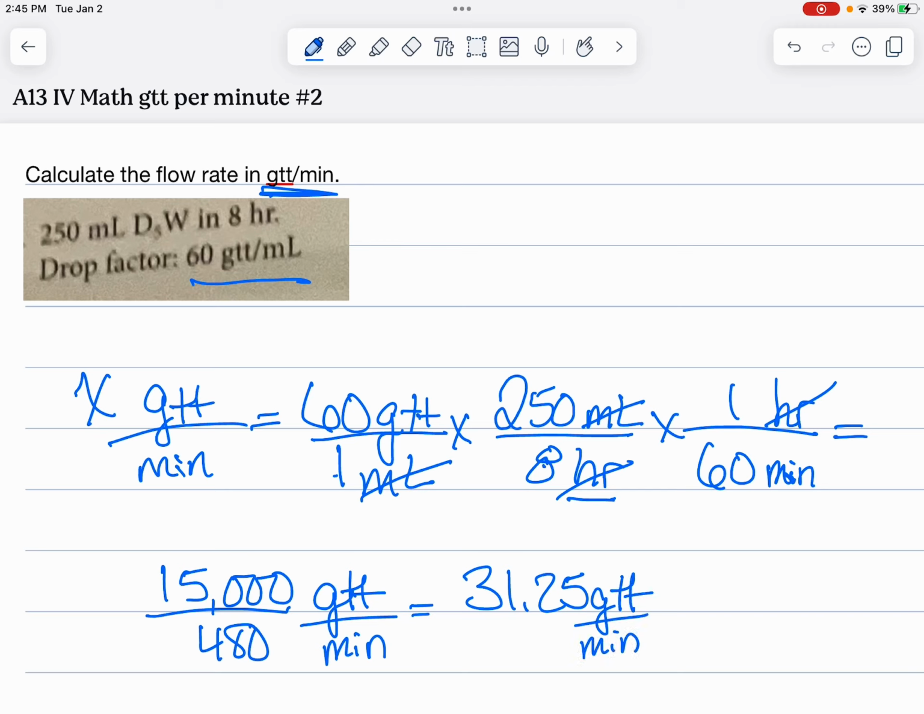Now remember, we can't count a quarter of a drop. We can't count that 0.25. This is 2, so I round down to 31 drops per minute. Alrighty.